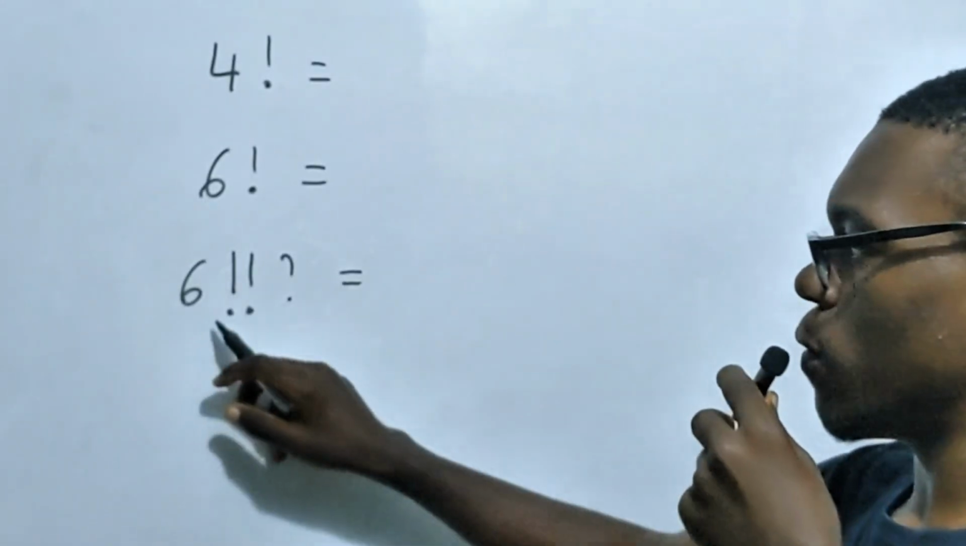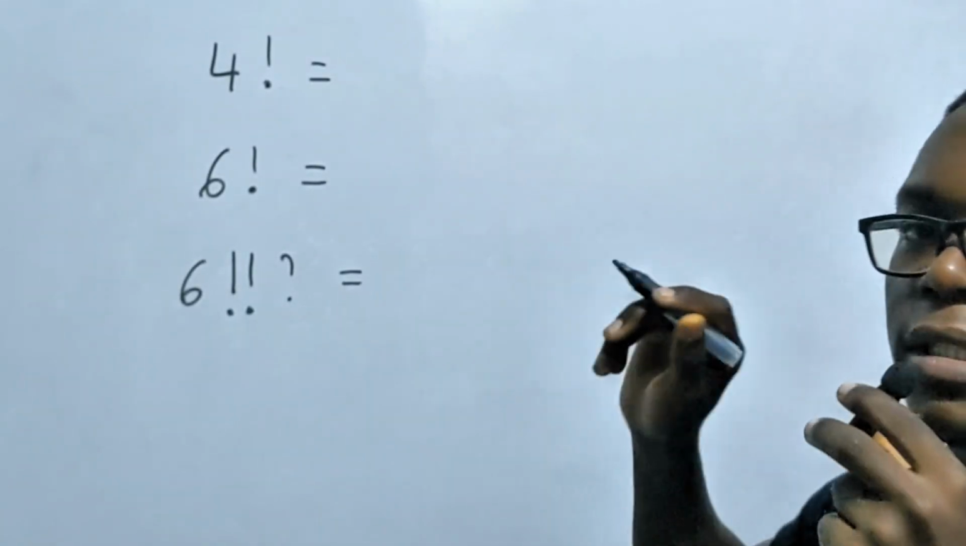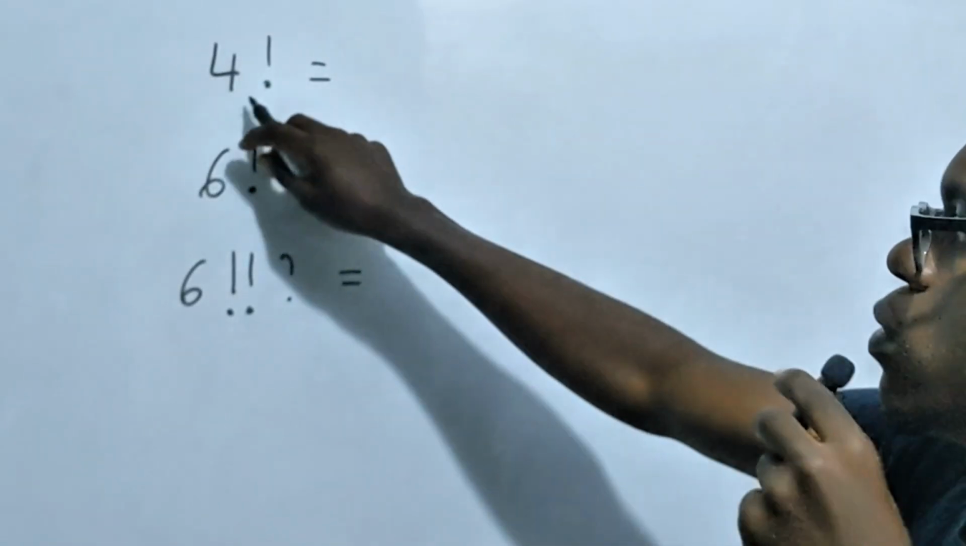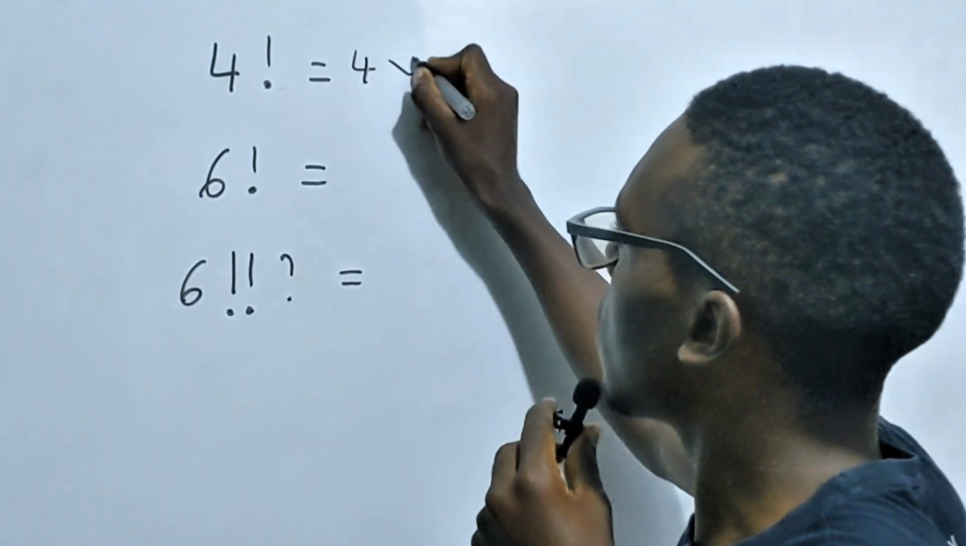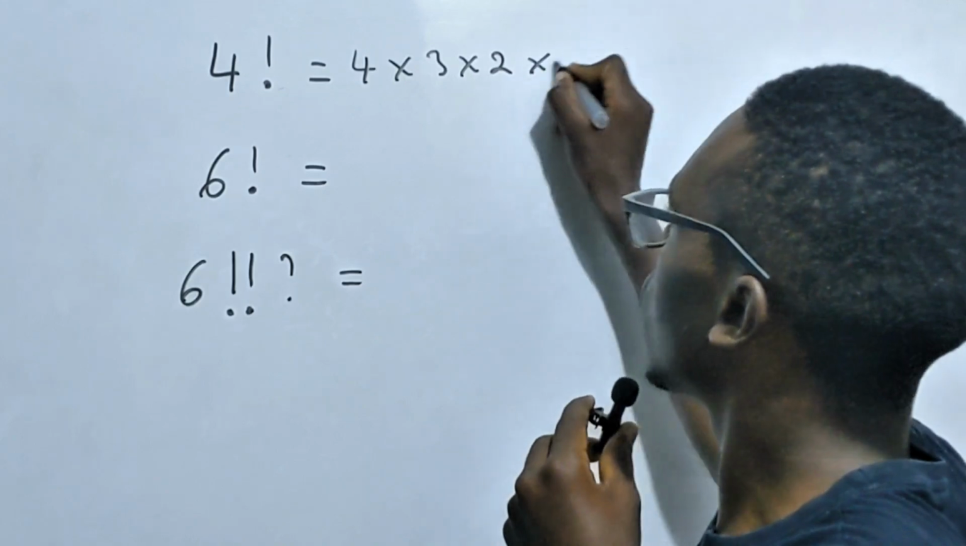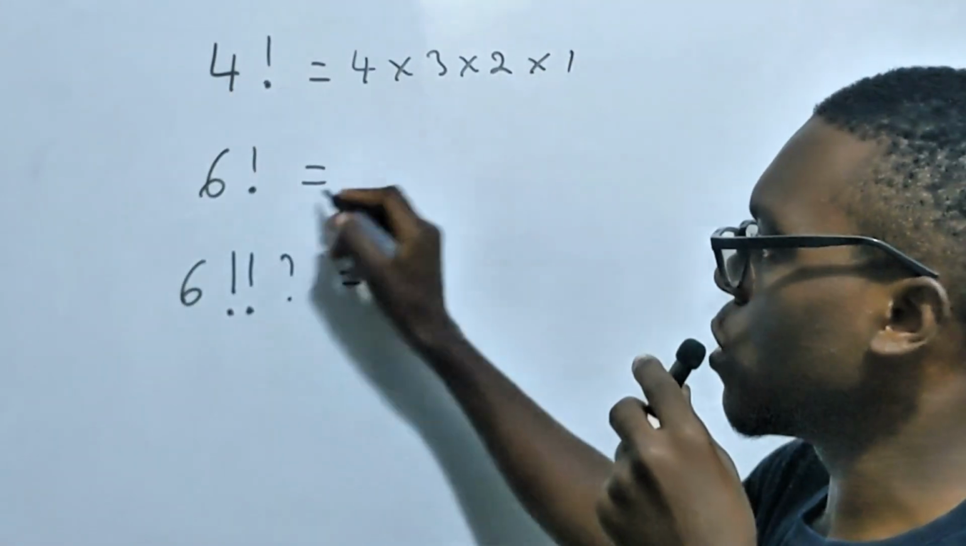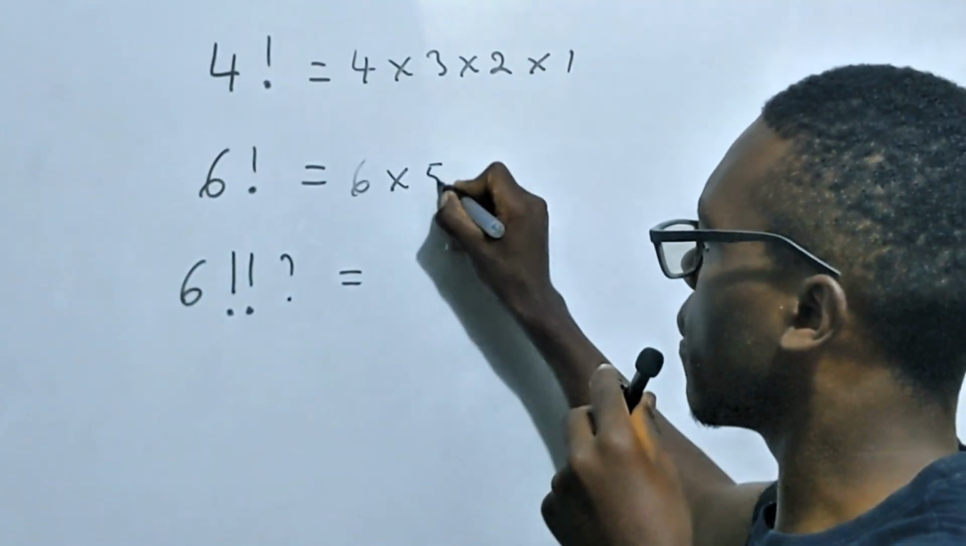Those of you who were asked to solve for 6 double factorial, what's the strategy used in solving this? The first thing you want to do is what? 4 factorial. Typically, 4 factorial is what? 4 times 3 times 2 times 1. Okay, and 6 factorial is what? 6 times 5 times 4 times 3 times 2 times 1.